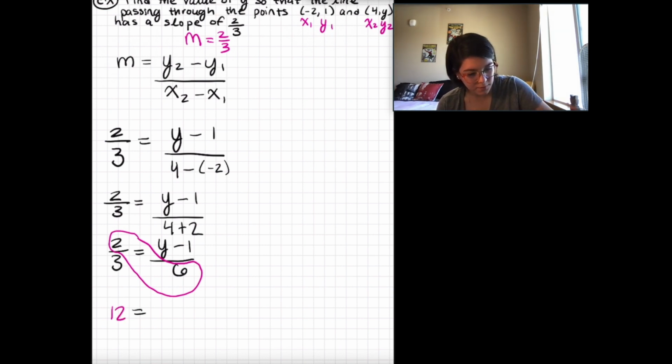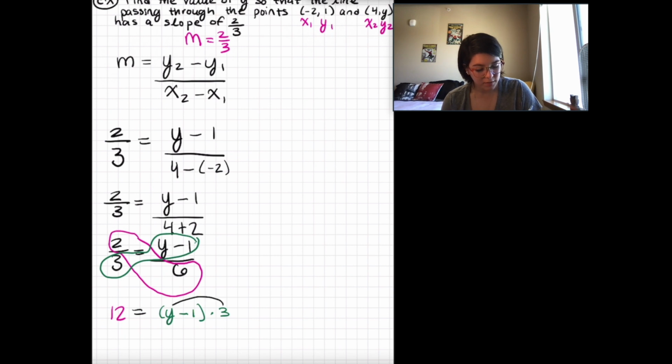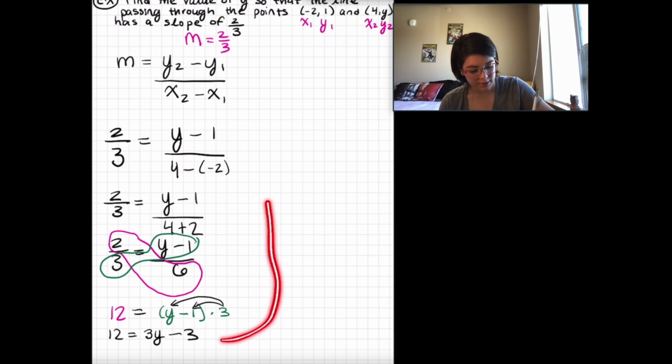It's equal to, and then we'll do the same thing with our remaining sides. So we have y minus 1 times 3, and we'll multiply those. Using the distributive property, we have to multiply 3 to y and to negative 1. So we have 12 is y times 3, which would just be 3y, and then negative 1 times 3, which would be negative 3. I'm going to bring all this up here. So we're here.